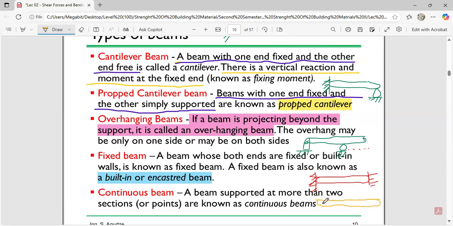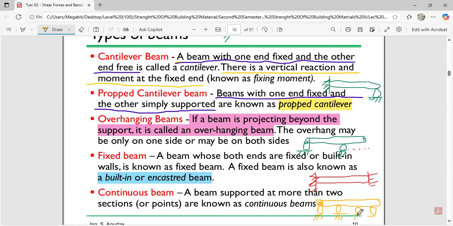Okay, when you see them in questions, please, I hope you will be able to tell me something. So this is an example of a continuous beam. It is supported at more than two ends. It continues like that. An example of a continuous beam.